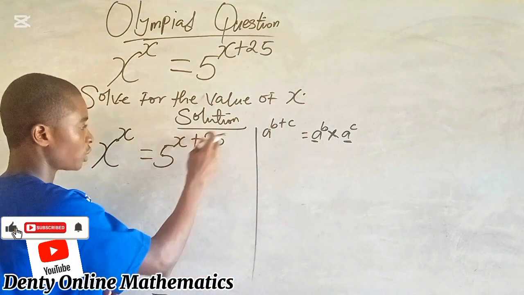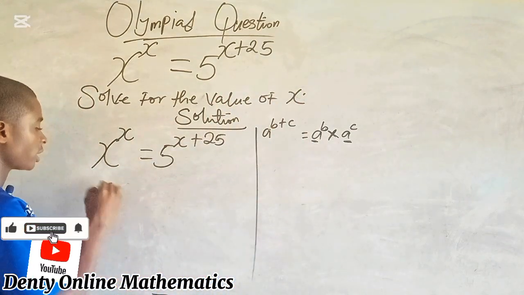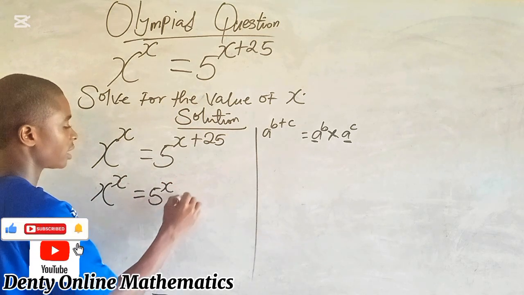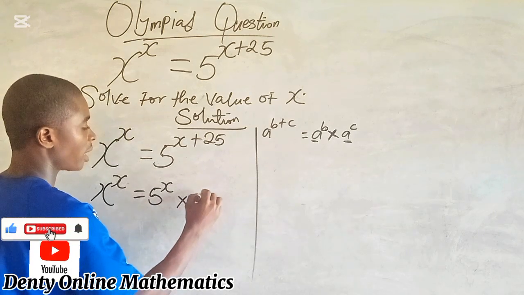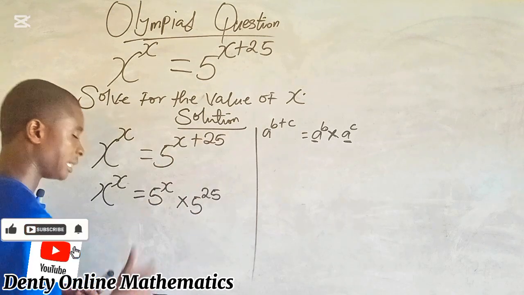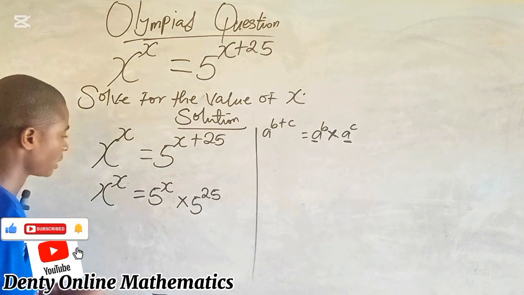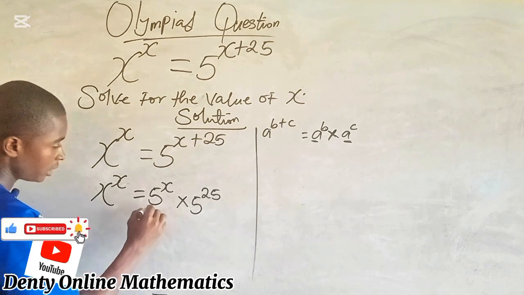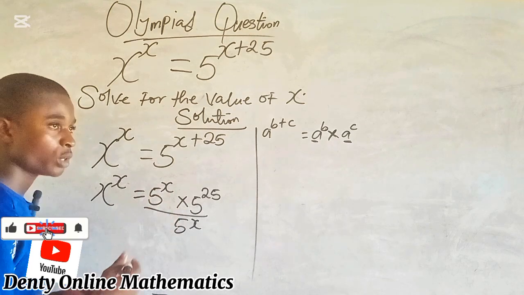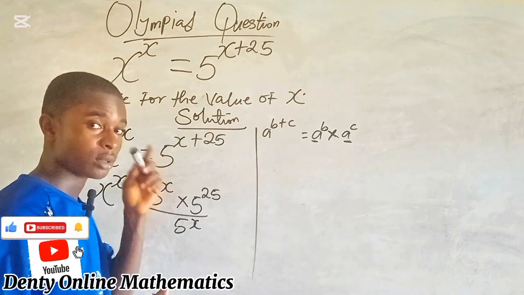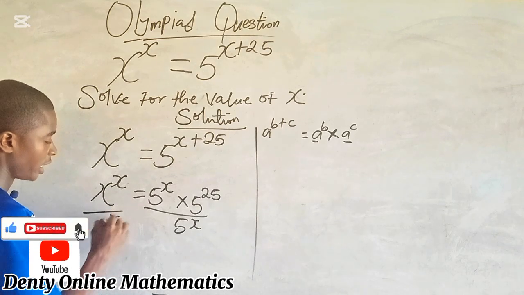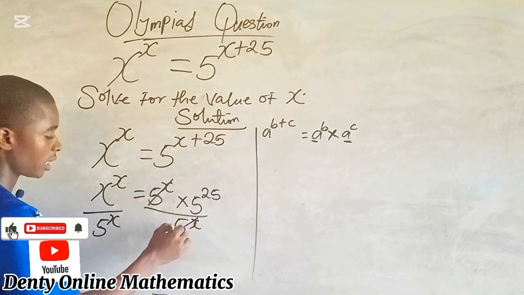So since we have x plus 25, I'm not wrong to bring this as x raised to the power of x equal to 5 raised to the power of x multiplied by 5 raised to the power of 25, because when the bases are the same, we can add the exponents or the powers. Now I will divide through by 5 raised to the power of x. You know, in an equation, anything you do on the left hand side, make sure you do it on your right hand side. So I'll also divide here by 5 raised to the power of x, so that 5 raised to the power of x will cancel out.